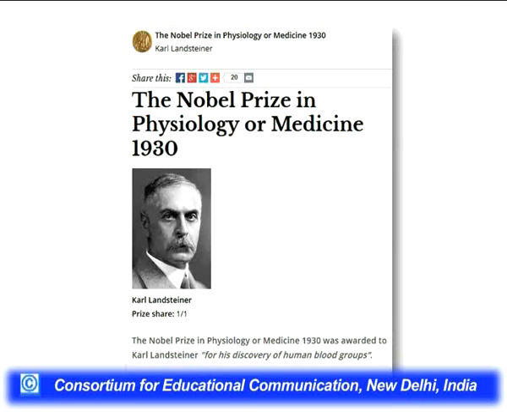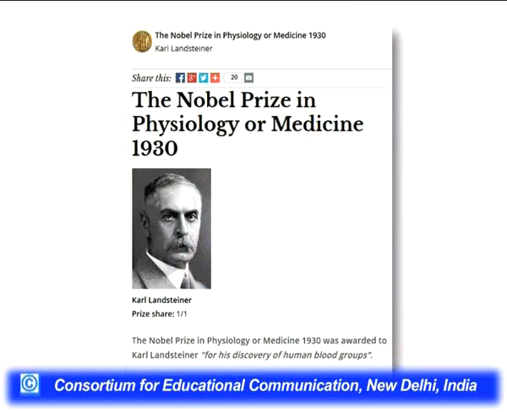So the blood groups were first identified by the scientist called Karl Landsteiner in the year 1930. For his pioneering work, he was awarded the Nobel Prize for the discovery of the blood antigens which are present on the red blood cells. So this was the first time he discovered what the antigens are which are present on the surface of the red blood cells, and for his work he was given the Nobel Prize for the discovery of human blood groups.